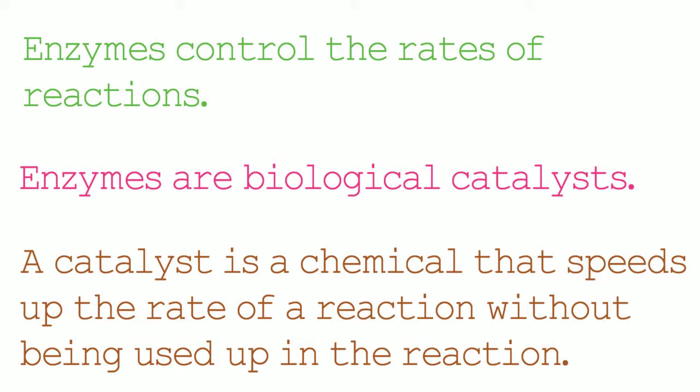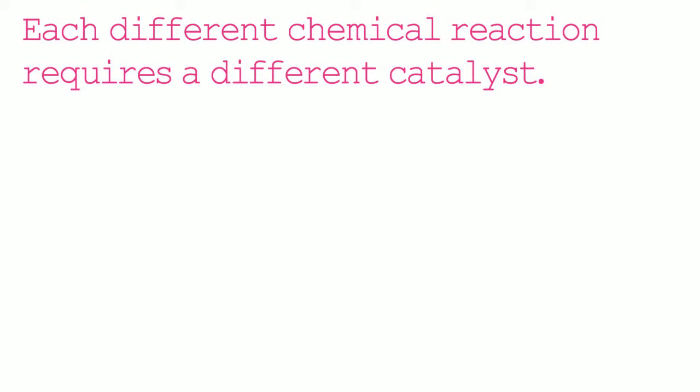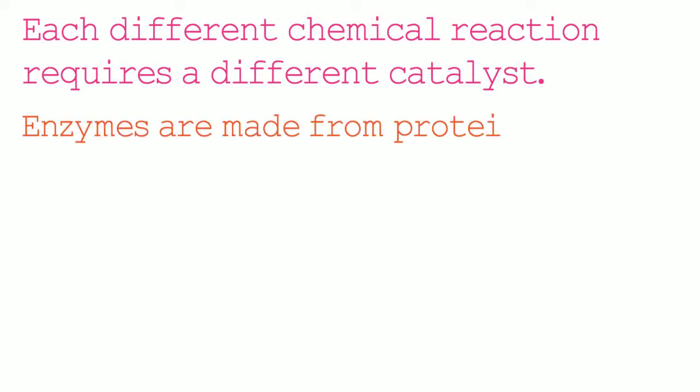We're going to be looking at how enzymes catalyze a reaction in more detail later on in this video. But first, let's have a look at cells and enzymes in more detail. A cell has hundreds of different chemical reactions that occur, and each reaction requires a different catalyst or a different enzyme. The nucleus of a cell contains genes, which control the rate of production of enzymes. These enzymes then catalyze certain reactions. Enzymes are made out of proteins.